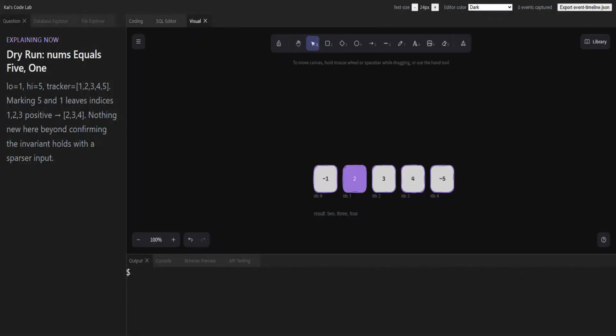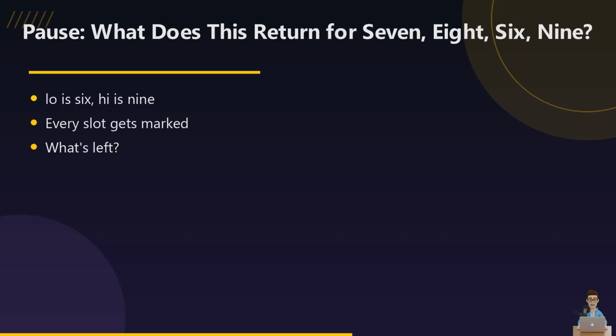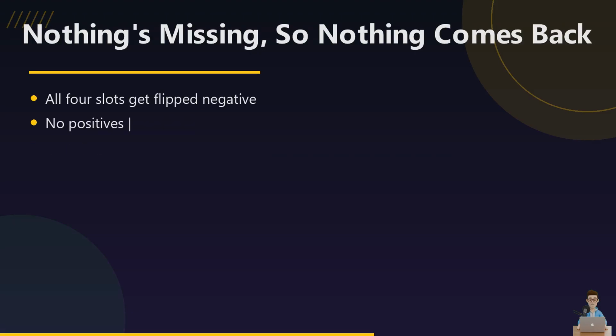Low 1, high 5, tracker 1000, 2000, 1005, 5. Marking 5 and 1 leaves indices 1000, 1003 positive, 5, 2000, 30,000, 3003. Nothing new here beyond confirming the invariant holds with a sparser input. Nums is 7, 8, 6, 9. Trace the tracker state yourself before the answer. Full coverage of the range means every slot flips, output is empty. The invariant degrades gracefully, no special casing needed for the nothing missing branch.